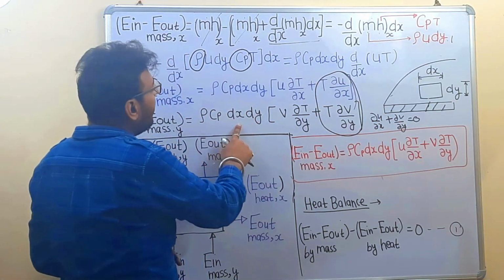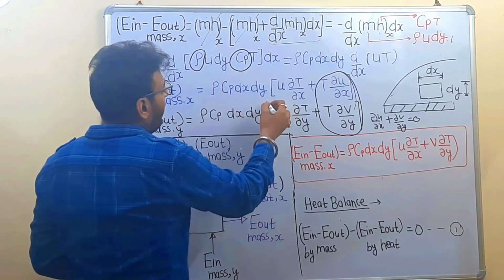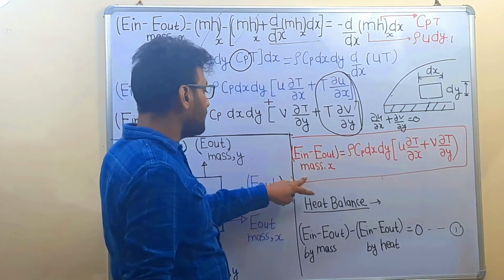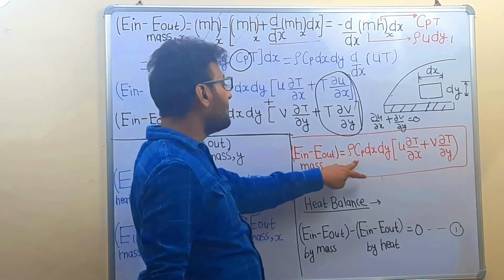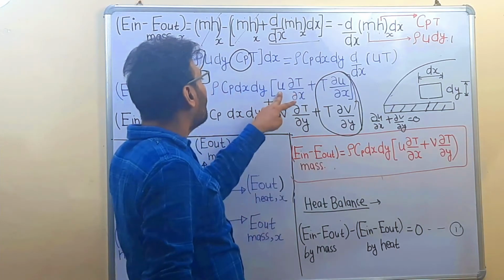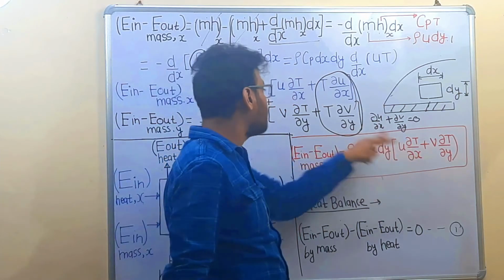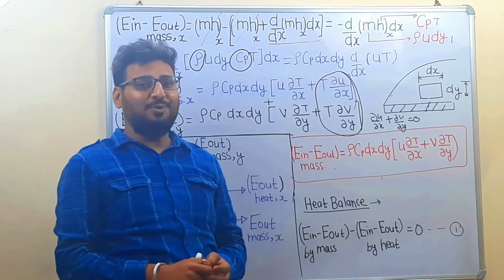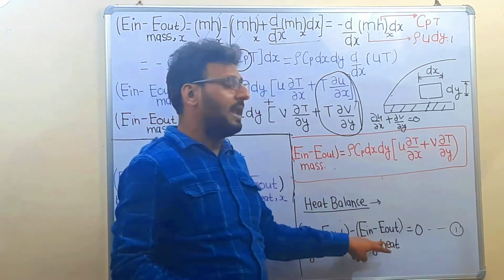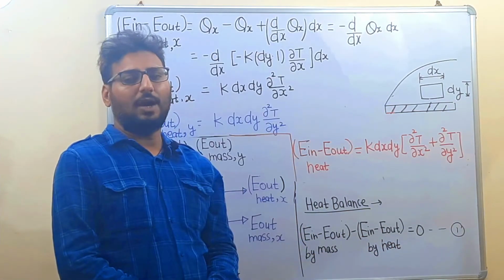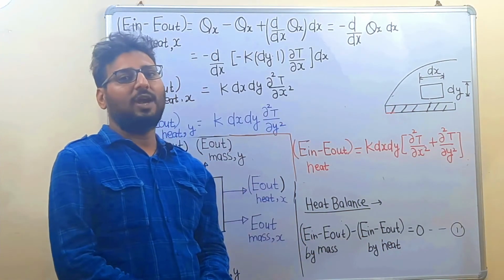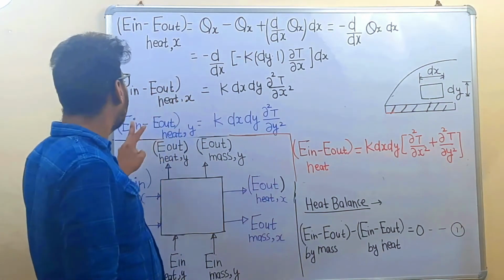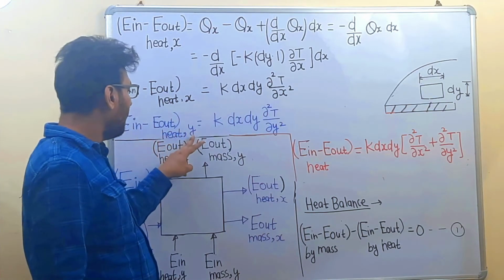Okay, and after taking rho cp dx and dy common, we will get E in minus E out by mass as rho cp dx dy u del t upon del x plus v del t upon del y. Now we are going to determine the value of E in minus E out by heat in x direction and E in minus E out by heat in y direction.